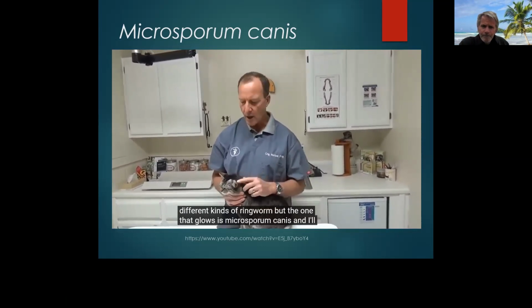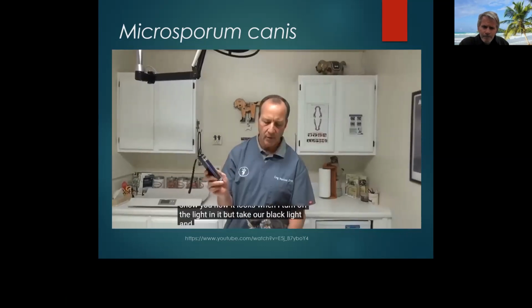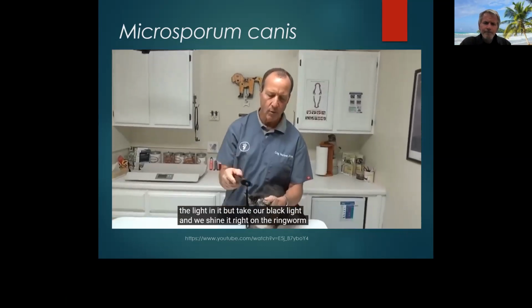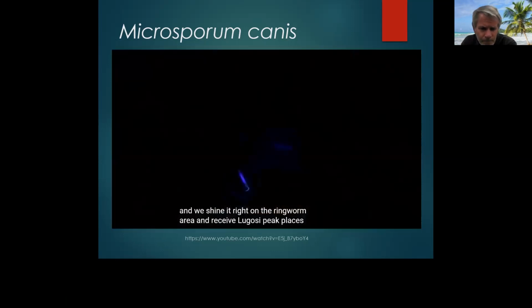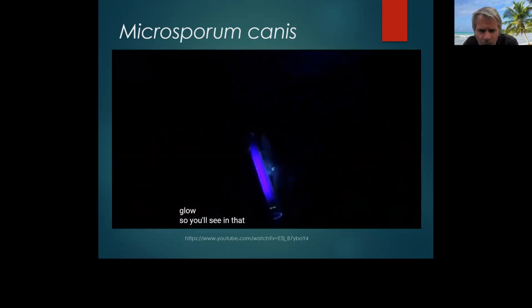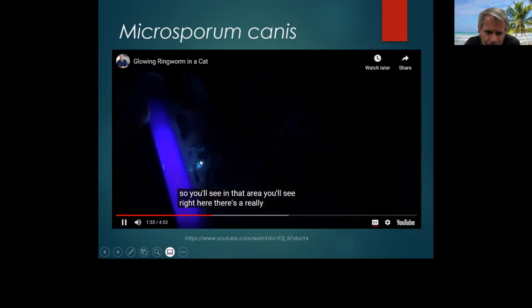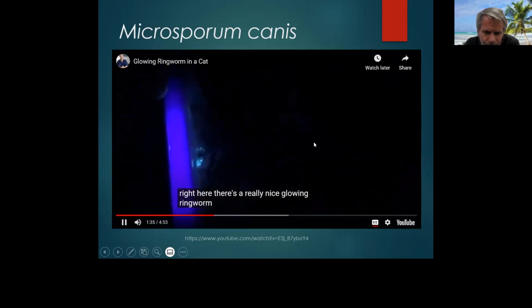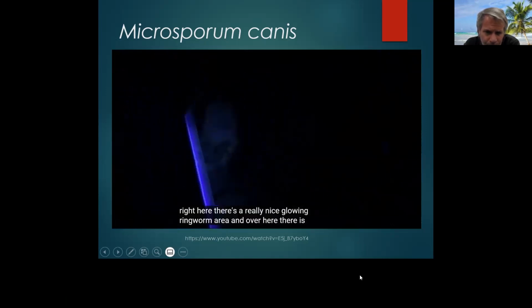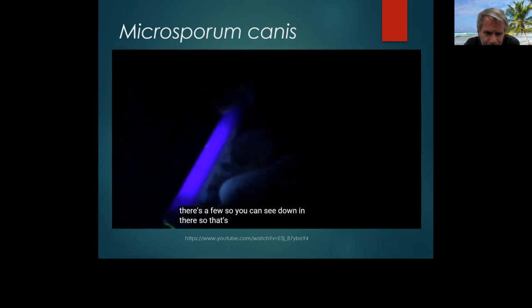And I'll show you how it looks when I turn off the light. We're going to take our black light and we shine it right on the ringworm area, and we see if we can see these places that glow. So you'll see in that area, right here, there's a really nice glowing ringworm area. And over here, there is too. There's a few, so you can see down in there. So that's what we look for.